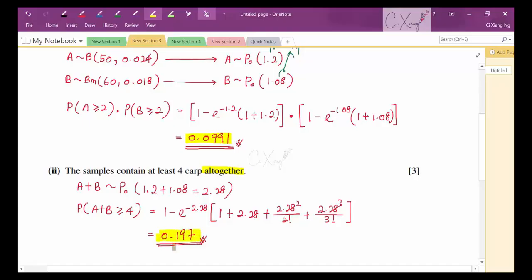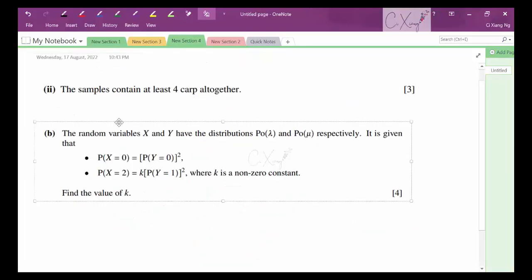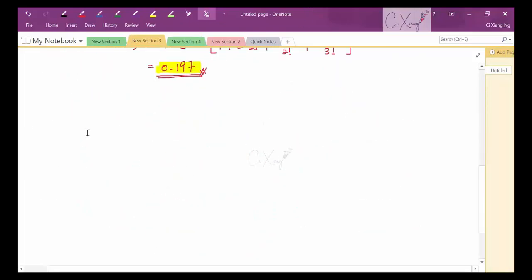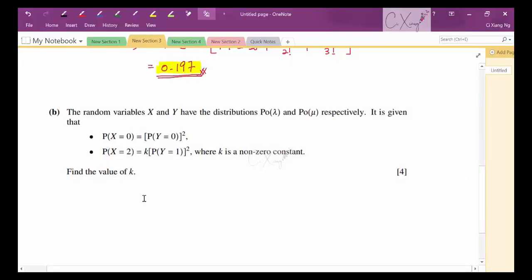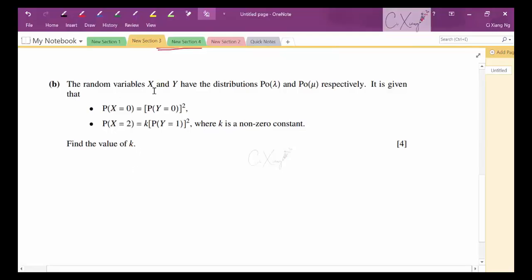Okay, now part B for question number 7. For part B, they are telling us that we have the random variables X and Y with this distribution, and there are two pieces of information given here. They want us to find the value of k, where k is a non-zero constant.